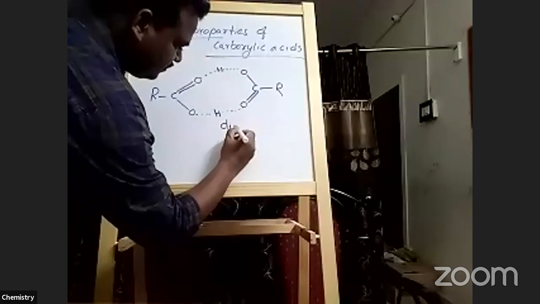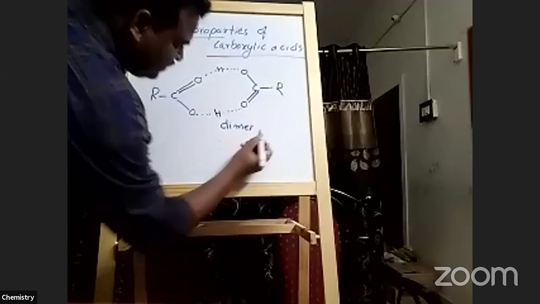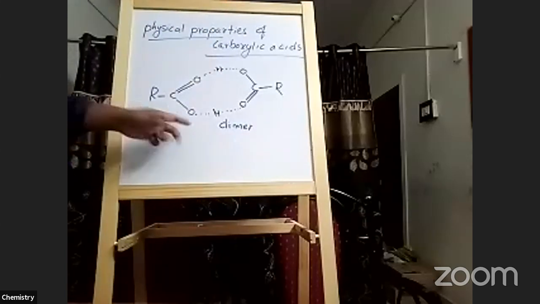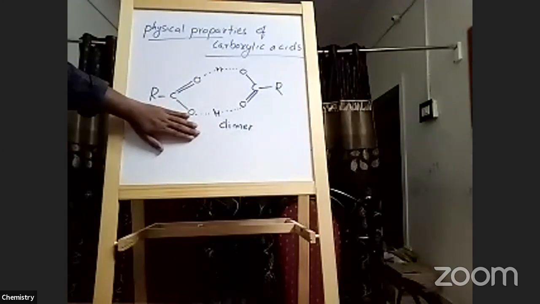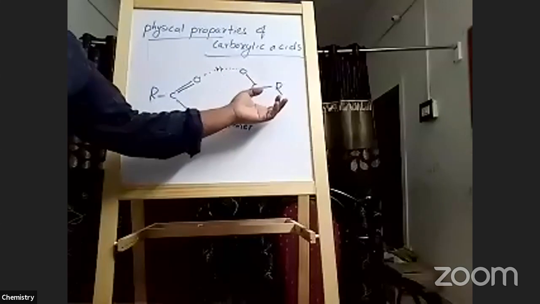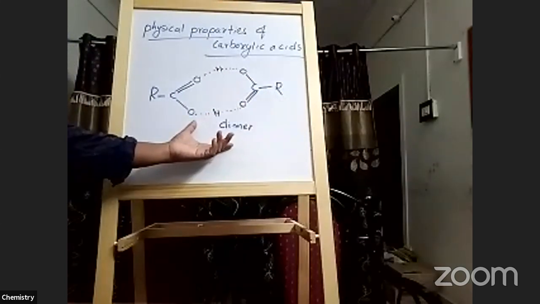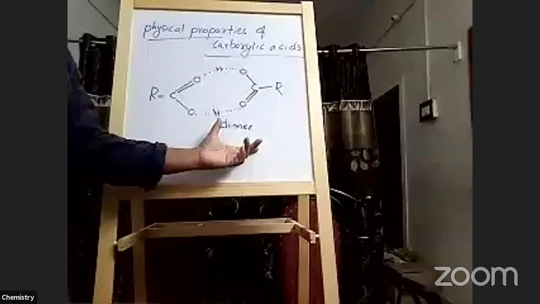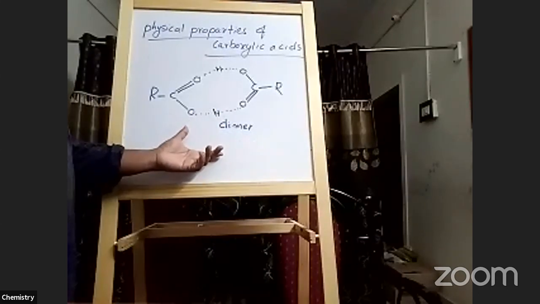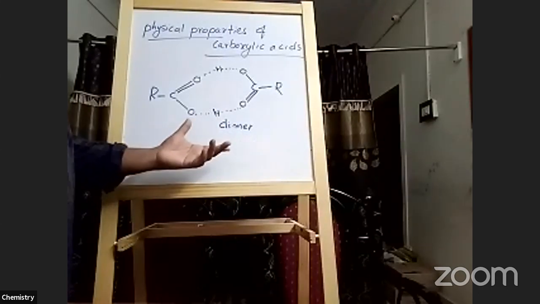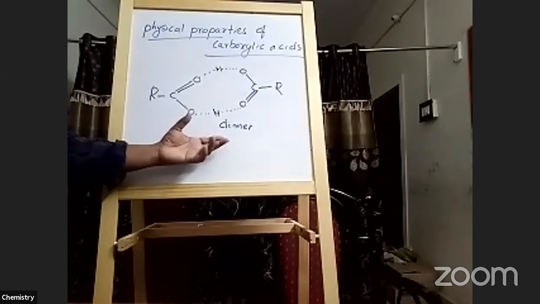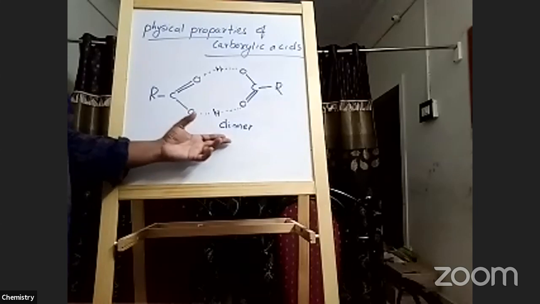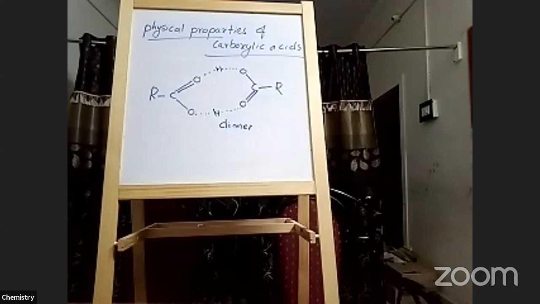Write down the structure, all of you. In physical properties, write the dimer structure. That means one carboxylic acid molecule bonds with another carboxylic acid molecule through intermolecular hydrogen bonding. Due to the intermolecular hydrogen bonding, carboxylic acid has the highest boiling point compared with aldehydes, ketones and alcohols. This is the example, and we can observe it in the vapor state.